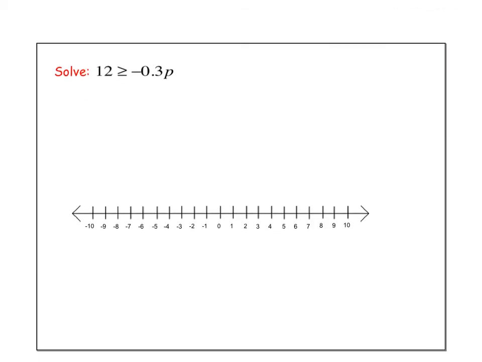All right. Example number 2. Solve 12 greater than or equal to -0.3 times p. So we will divide by -0.3. And remember, guys, when we divide by a negative, we will change the direction of the inequality sign.